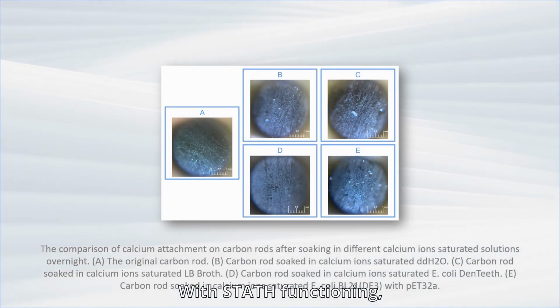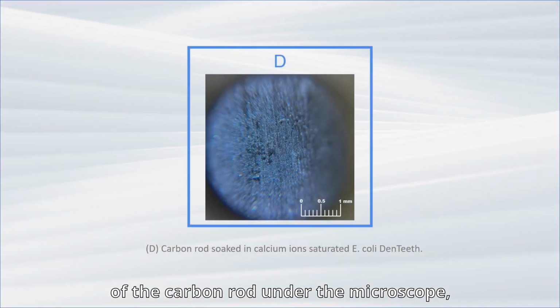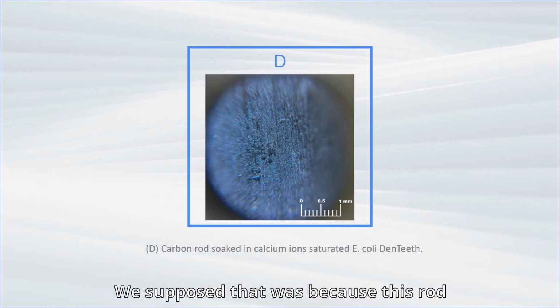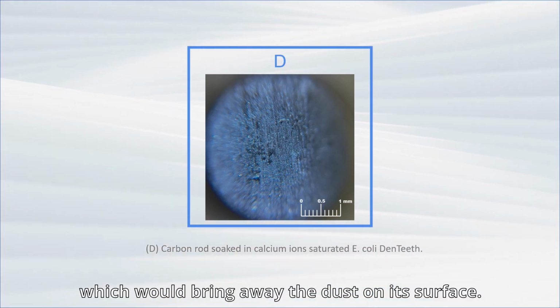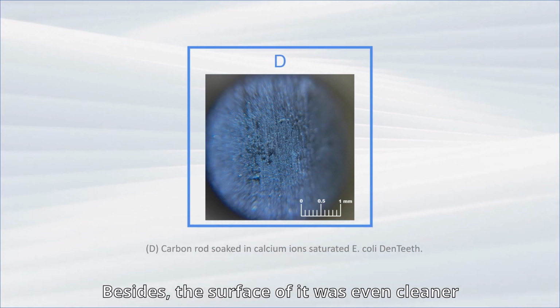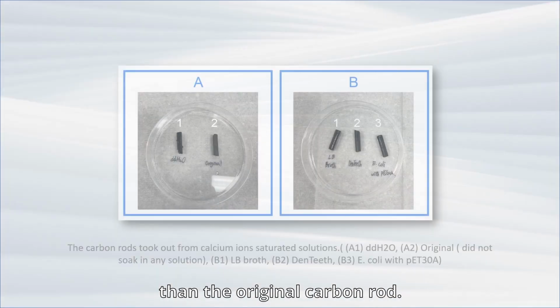With STATH functioning, no particles were seen on the surface of the carbon rod under the microscope, and the surface remained clear. We suppose that was because this rod had been soaked in a solution, which would bring away the dust on its surface. Besides, the surface of it was even cleaner than the original carbon rod.